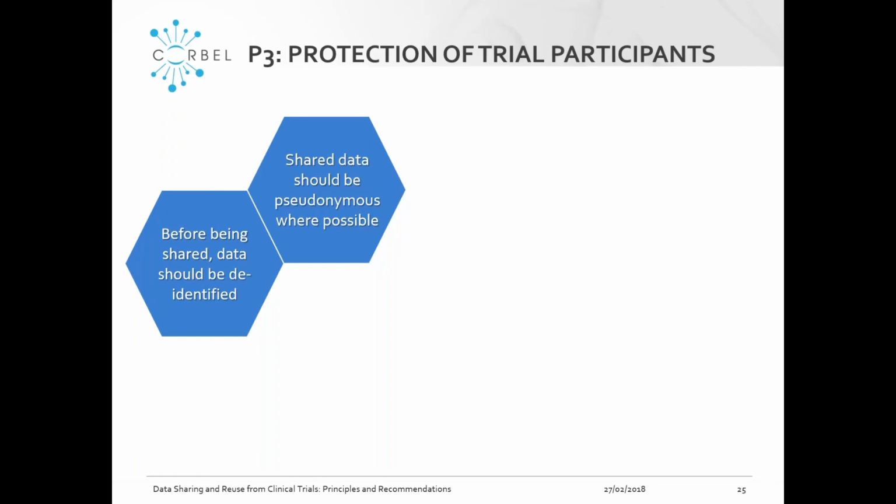The reason for that is if the data is still pseudonymous, then if an issue arises that suggests that further research should be done on some or all of the trial participants, then that is possible. It would almost certainly require additional consent. It would be a separate research project, but at least it is possible. If the data was completely anonymized, then it would be impossible to return to the original participants and do any further work.